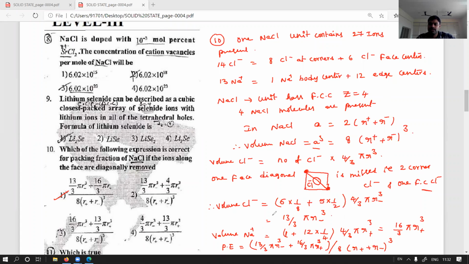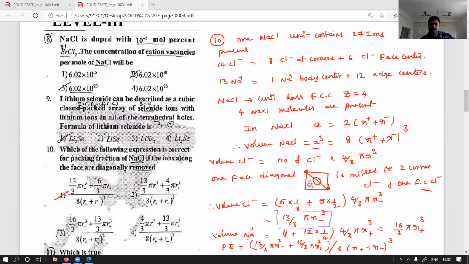That is the volume of chloride ion. Then that is equal to, if you simplify, 6 by 8 plus 5 by 2 into 4 by 3 pi r cube. On simplification, we will get 13 by 3 pi r minus whole cube.